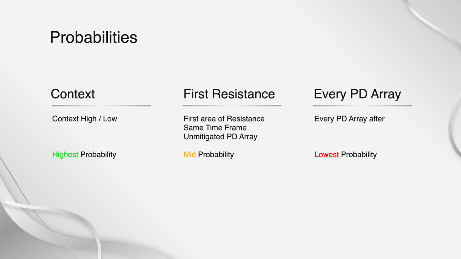If a fair value gap has already been traded into once, then the fair value gap is not valid anymore, but the PD array, or the swing high, swing low, or the previous candle high, previous candle low inside that fair value gap is the valid PD array, not the fair value gap anymore. After that, it's every PD array. Every PD array after the first resistance area is again the lowest probability. So let's go over a few examples.